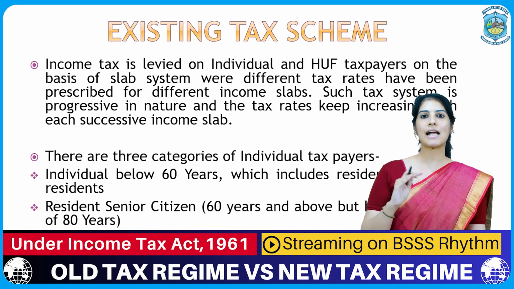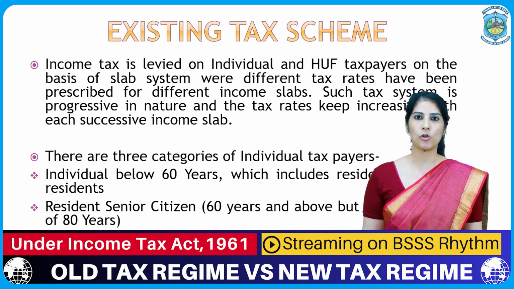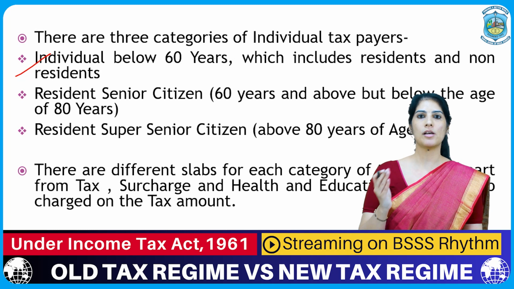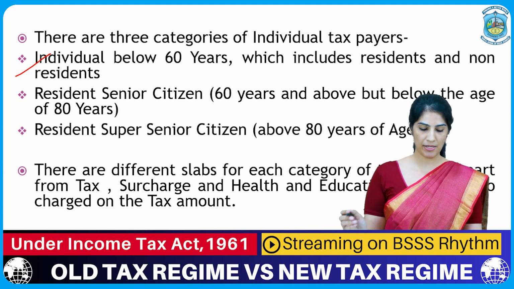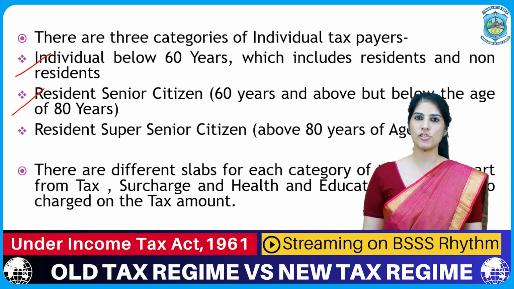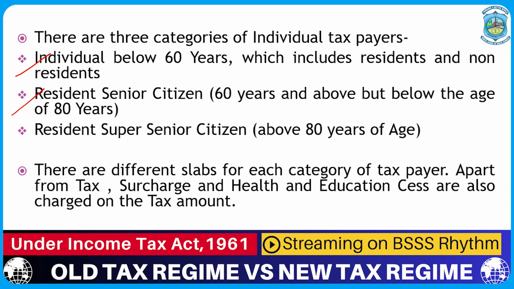When we talk about the income taxpayers, they are divided into 3 groups. The first is the individuals who are below 60 years, both resident as well as non-residents. The second is the senior citizens who are above 60 years of age but less than 80 years. And the third category is the super senior citizens who are above 80 years of age. The slab for all these 3 groups is different. Apart from the tax, we also have to charge surcharge and health and education cess if applicable.